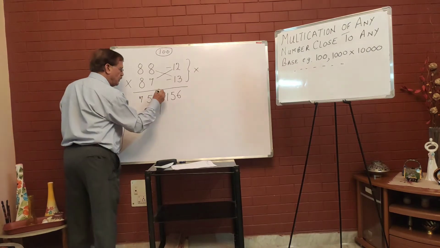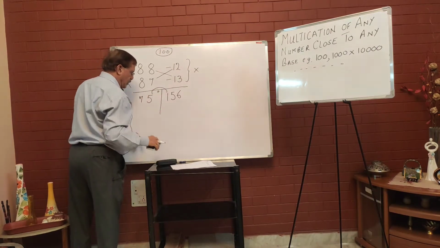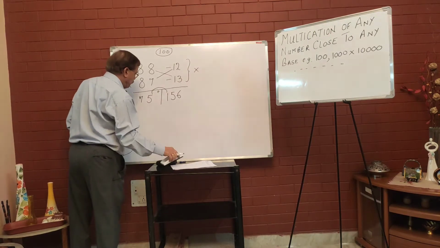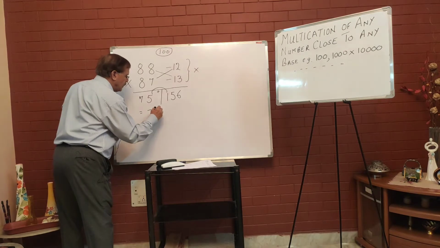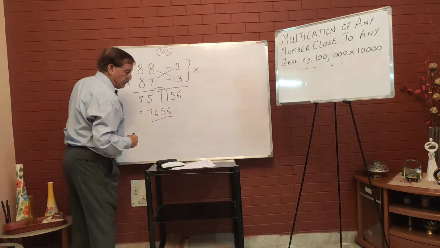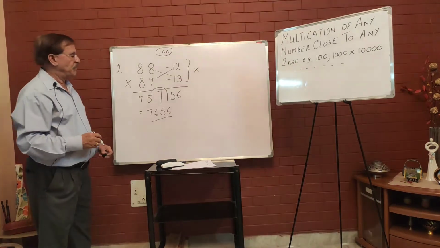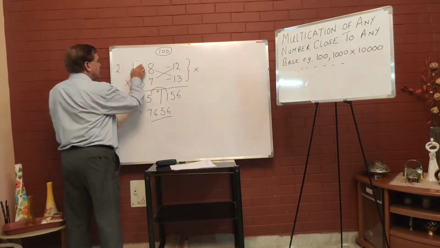Therefore what we do is, this 1 we'll bring over here and add it up. And finally the answer will be 75 plus 1, 76 and 56. This is your final answer, 7656.